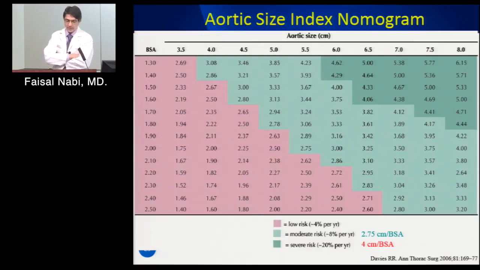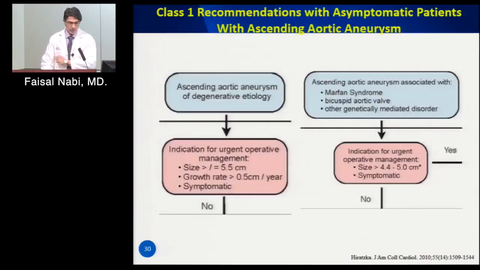I think I see what you're saying. For example, if you look at actual recommendations by the guidelines, they make a hard cutoff for ascending aortic aneurysms that are due to degenerative etiologies at 5.5 centimeters, whereas in those patients who have some sort of genetic condition, as Dr. Q has showed you, between 4 and a half to 5 centimeters.